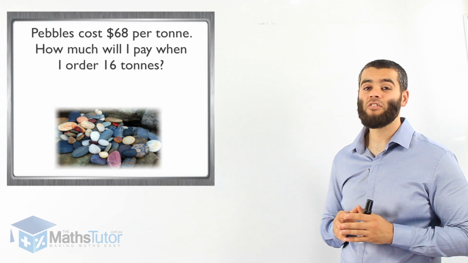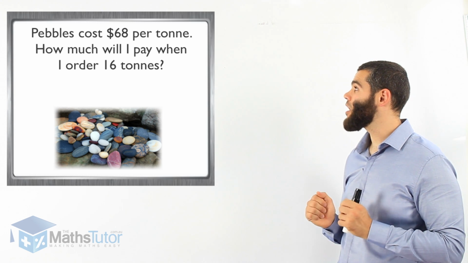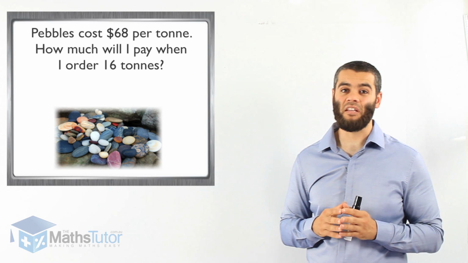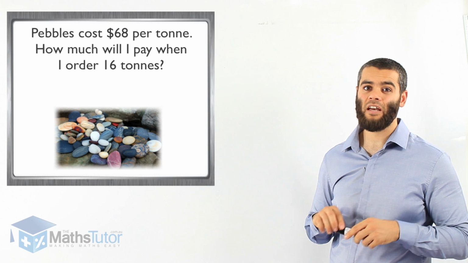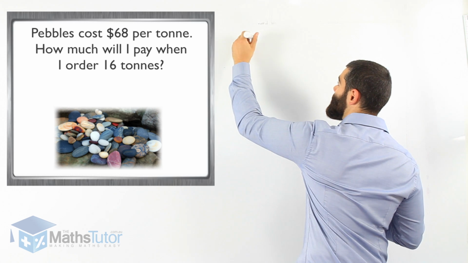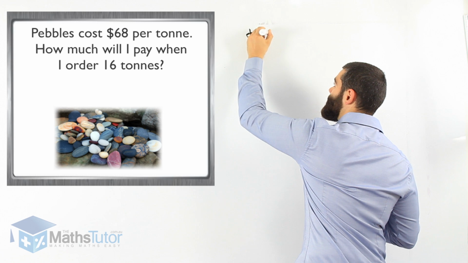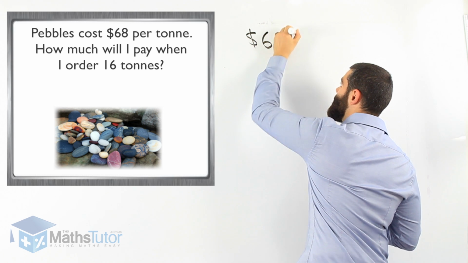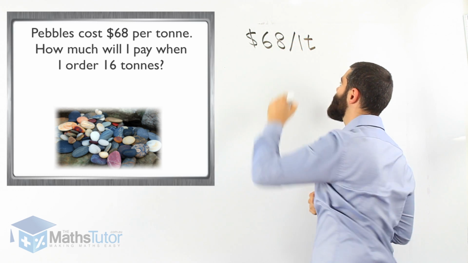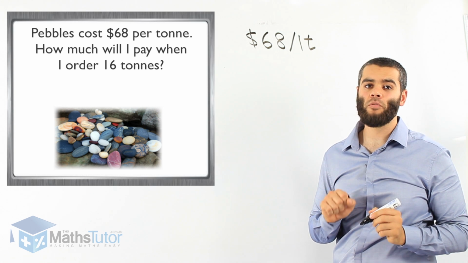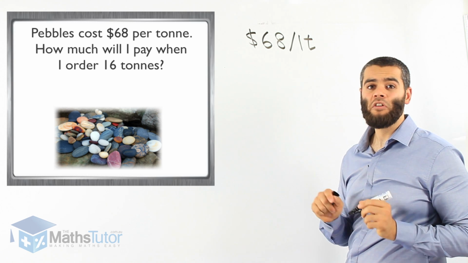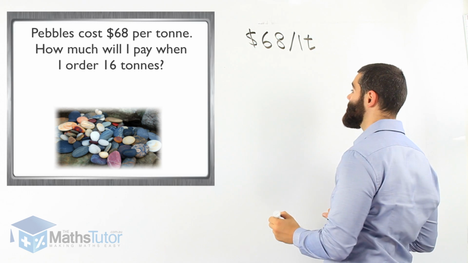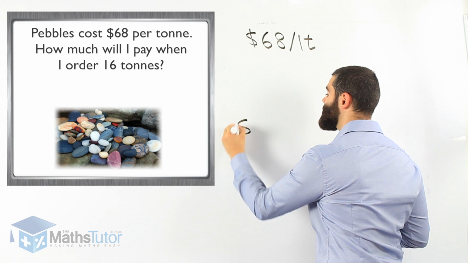Pebbles cost $68 per tonne. How much will I pay when I order 16 tonnes? So every tonne costs $68. Write that down first. $68 per 1 tonne. For every tonne that you buy, you're going to pay $68. Now, we are told that the person wants 16 tonnes. So, 16 tonnes, we would like to know the cost.